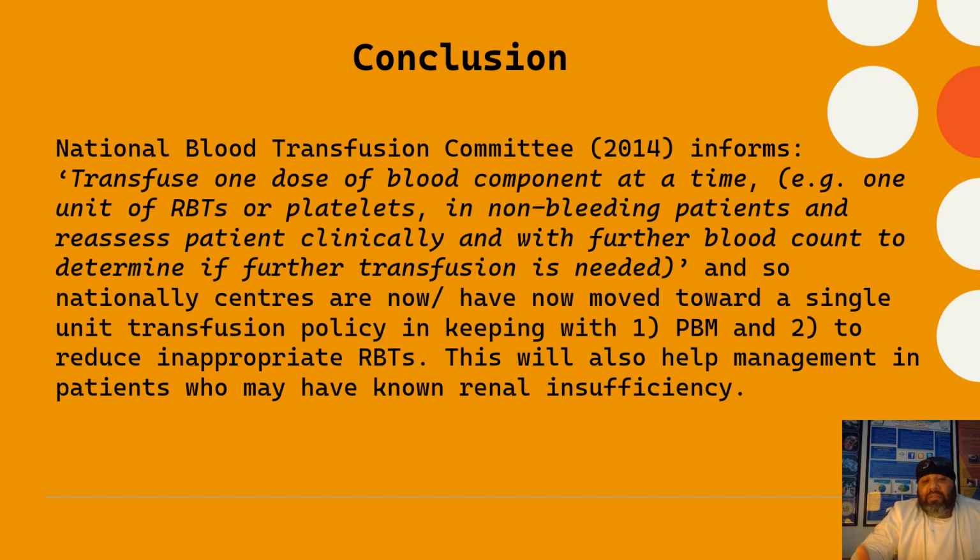And so nationally, centers have now moved toward a single unit transfusion policy, in keeping with, number one, patient blood management, or PBM, and number 2, to reduce inappropriate blood cell transfusion. And generally, this helps management in patients who may have a known renal insufficiency.